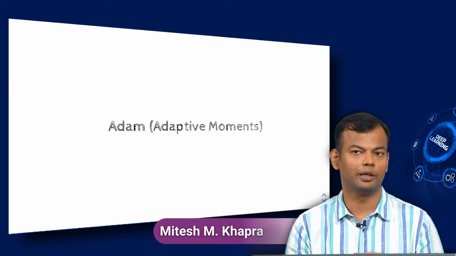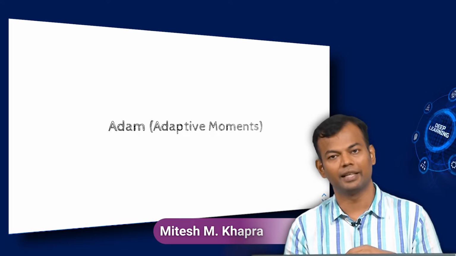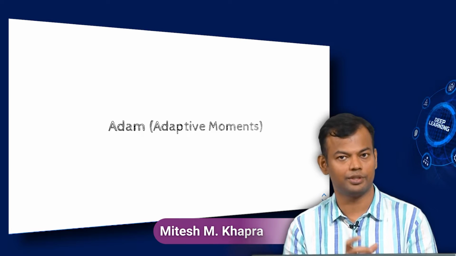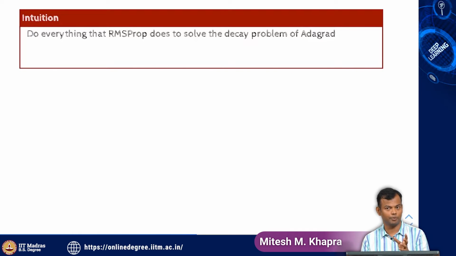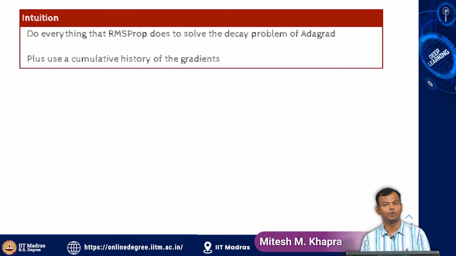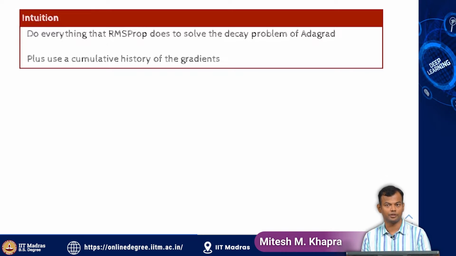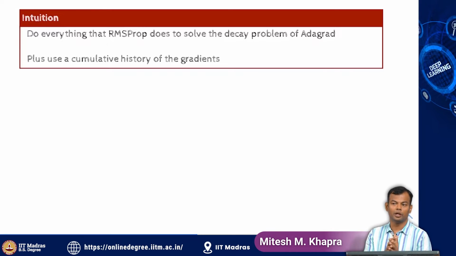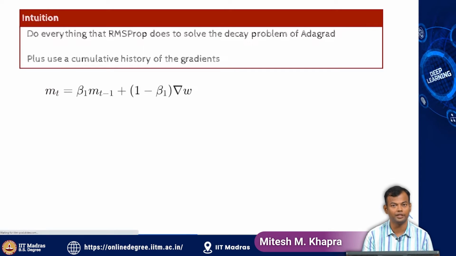Now, continuing our journey towards the algorithms with adaptive learning rates, we'll now look at ADAM, which expands to adaptive moments. And the intuition here is to do everything that RMSprop does to solve the decay problem of ADA-GRAD, which is to use an exponentially weighted history. In addition, use a cumulative history of the gradients as you used in momentum-based algorithms, where you use an exponentially weighted history of the gradients as opposed to only relying on the current gradient, right?